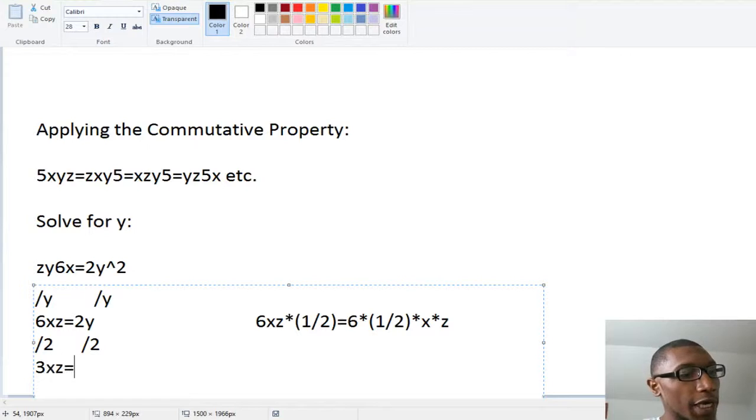3xz equals y. You can see by rearranging the actual terms of that 6xz times 1/2, I was able to clearly see that my coefficient was going to be reduced to 3. However, the x and the z don't actually have to interact with that half. Hopefully that made sense to you. Hopefully it cleared a couple of things up about the commutative property.